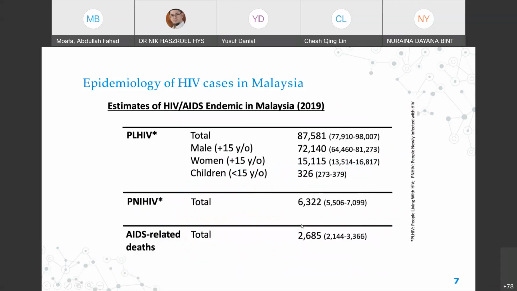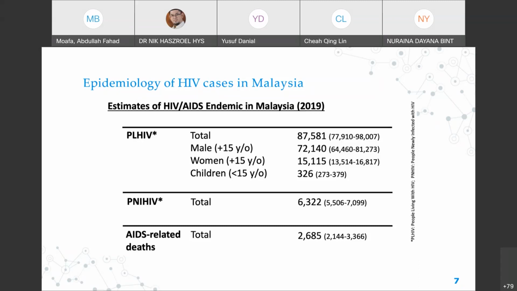Sorry. Okay. And this statistics also covers the estimation, only the estimation, of the HIV and AIDS epidemic in Malaysia. PLHIV represents people living with HIV. We have a total of 87,581, which is the median number between this range, I guess. Males are the leading counterpart of the HIV cases, followed by women, and then followed by children.